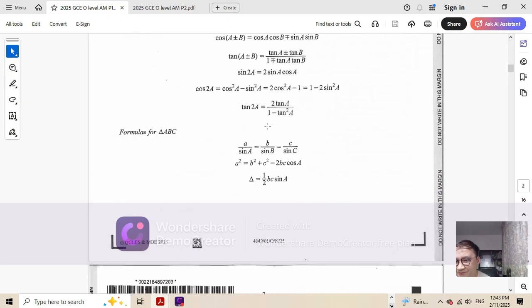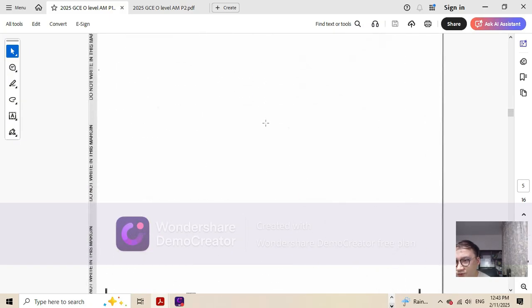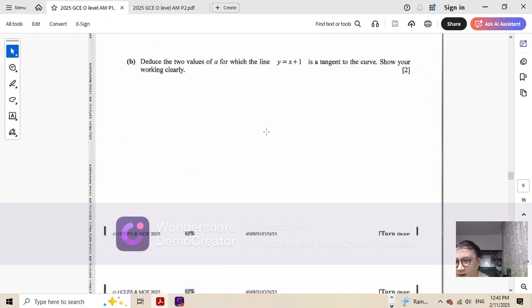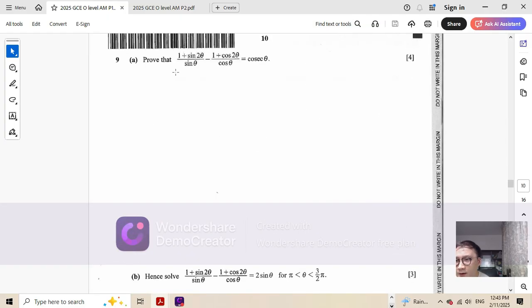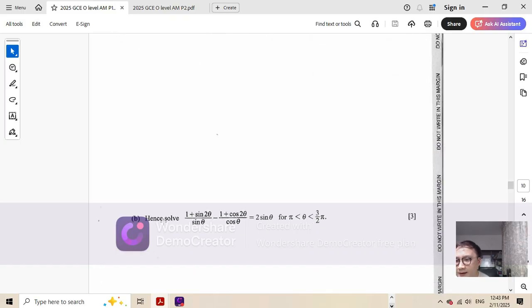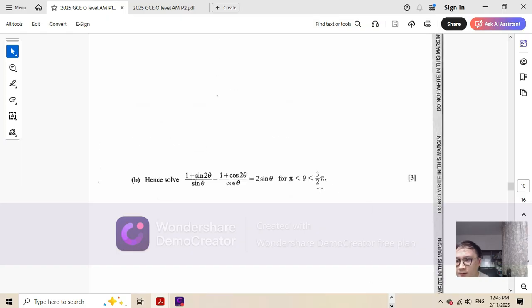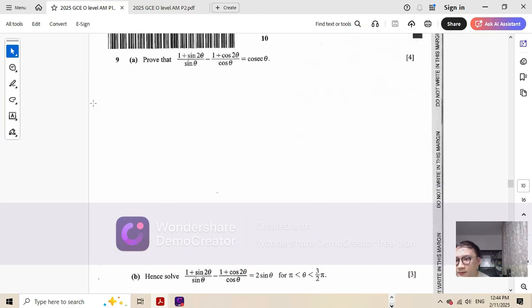The trigonometry question for paper 1 is question 9, where part A asks you to prove the left hand side equals the right hand side, and then part B, solve. They give the range: theta is between 180, which is pi, and 270, which is 3 pi over 2 in radian. It's 4 marks plus 3 marks, 7 marks. This is the trigonometric question tested in paper 1. First part asks you to prove, second part solve.